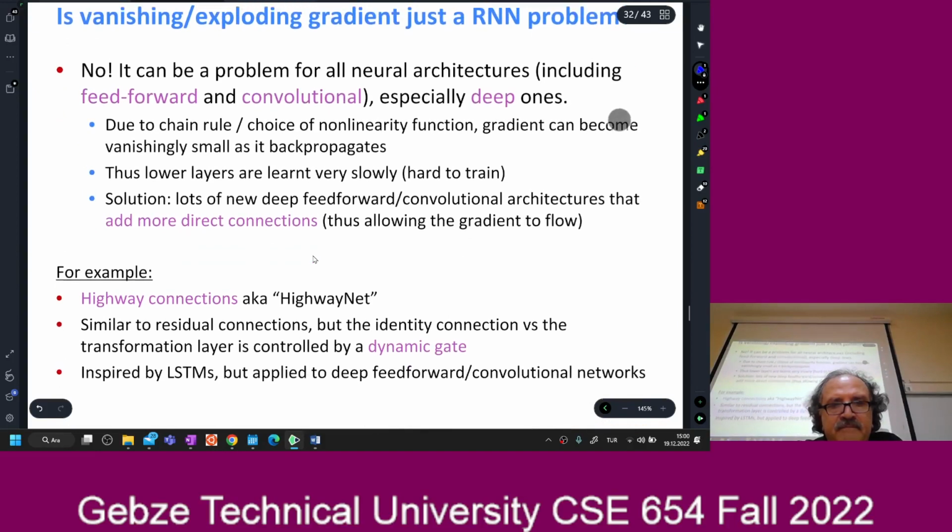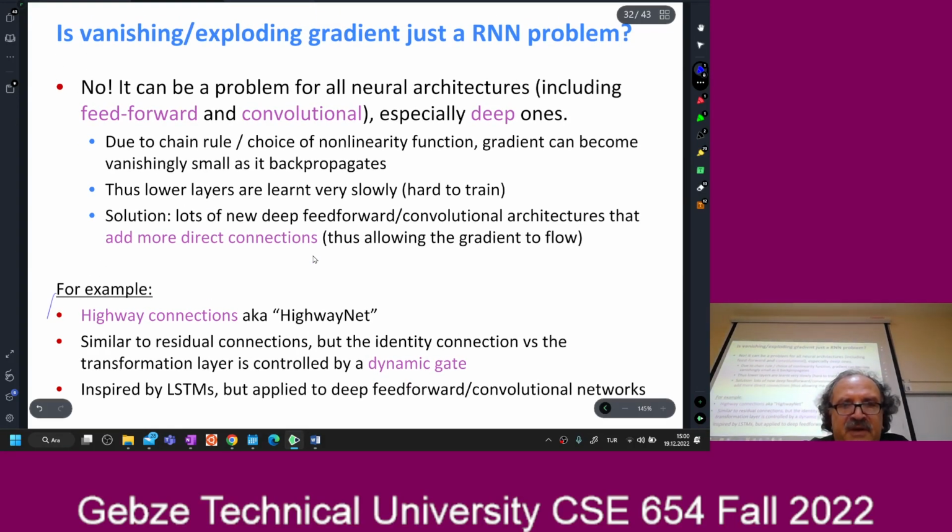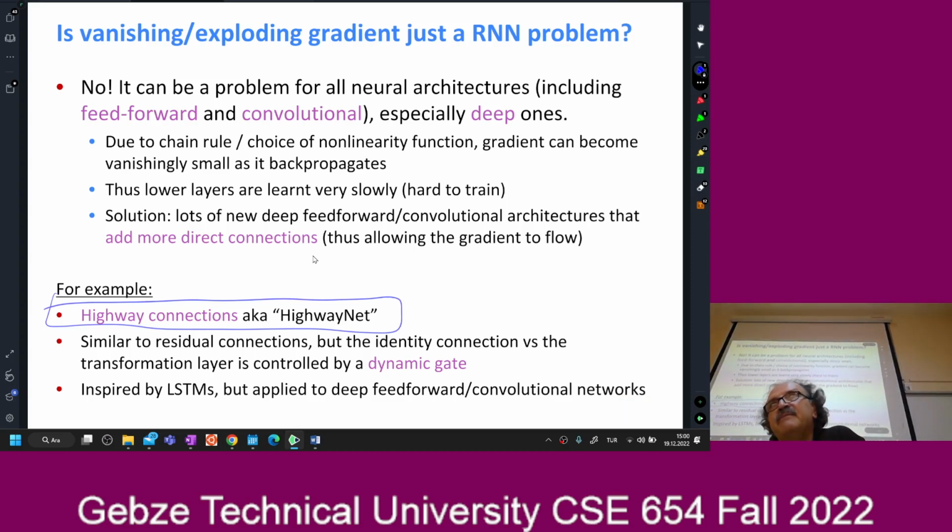Okay. There is another famous one, highway networks. Highway networks are a little bit older than the dense nets or the residual networks. They are more general, but they don't work better than residual networks. Okay.